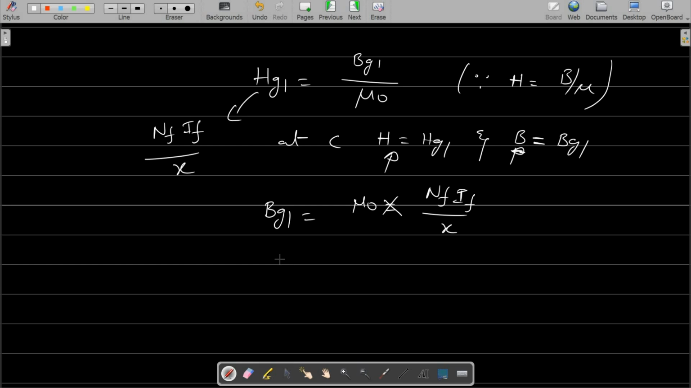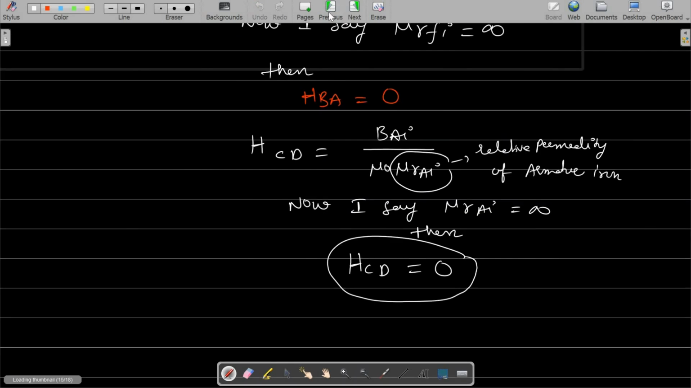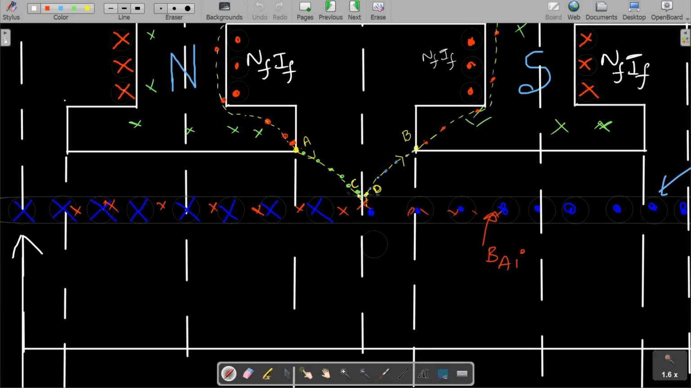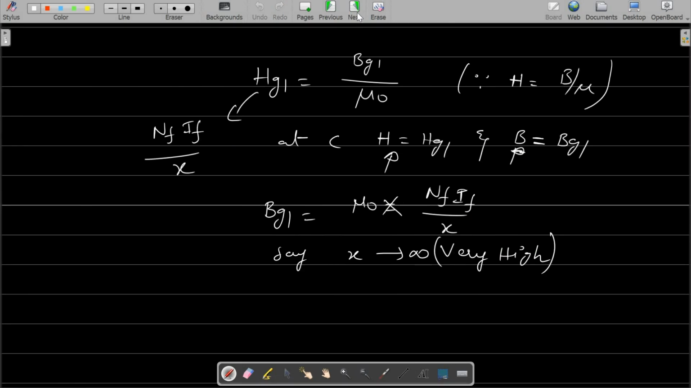Now say X is very high, which means you can treat it as infinity, a very large value. What is that X length? This length, this thread length, the AC length and the DB length. This is X, this is X. I said these are sufficiently large, almost infinity. Then Bg1 will be equal to 0.